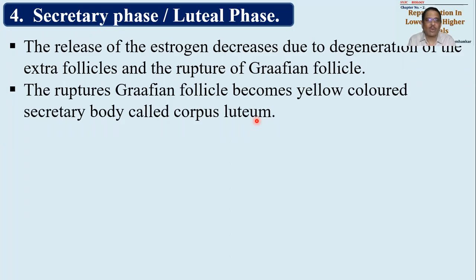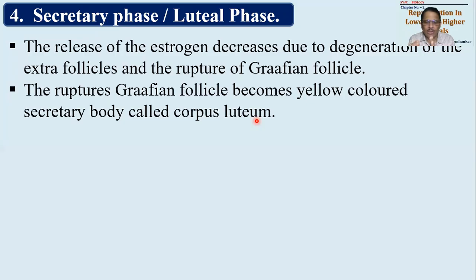That yellow colored body is called corpus luteum. Okay. तो LH ने क्या किया? LH secreted by pituitary gland will affect the Graafian follicle. Graafian follicle ruptures, gets converted into corpus luteum. Corpus luteum will start secreting progesterone.